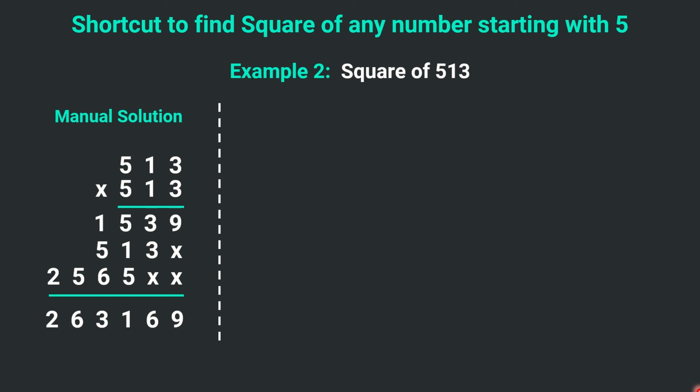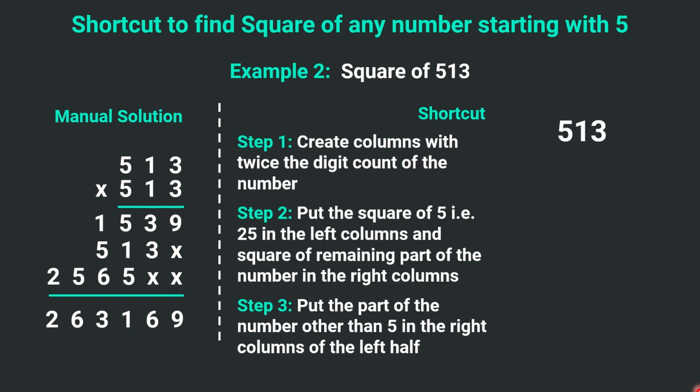Now if we try it using our shortcut, this is the number for which we have to find out the square, and these are the steps which we have to follow. According to the first step, we have to create columns twice the count of the digits. There are 3 digits, so twice of 3 would be 6. So we will make 6 columns. 1, 2, 3, 4, 5, 6. So these are 6 columns.